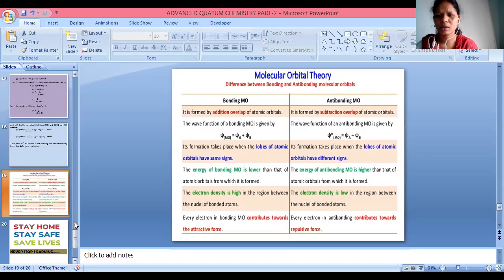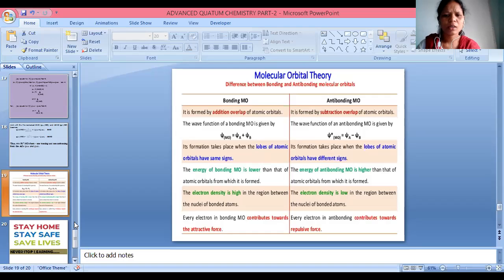When we write the electronic configuration of molecules, we start with sigma 1s2, sigma star 1s2, sigma 2s2, sigma star 2s. The configuration looks the same, but sigma 1s is bonding, sigma star 1s is anti-bonding, and that anti-bonding orbital lies above the bonding orbital. That means bonding will decrease the energy and anti-bonding will increase the energy.